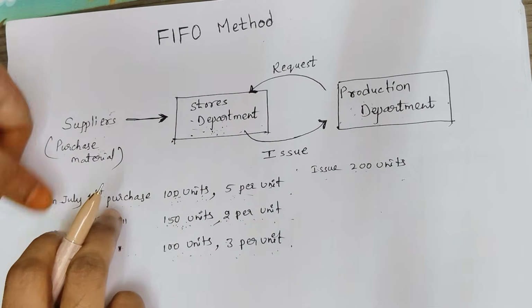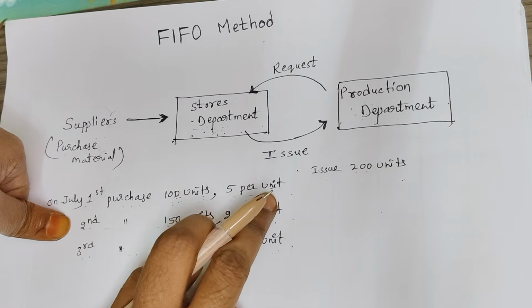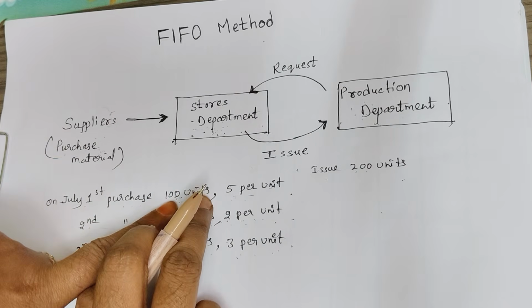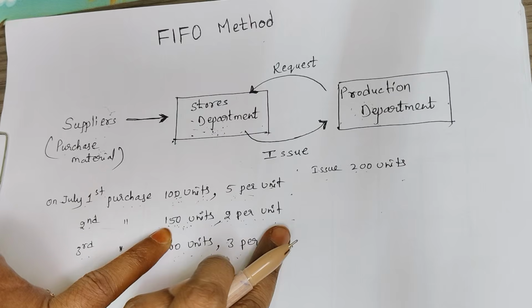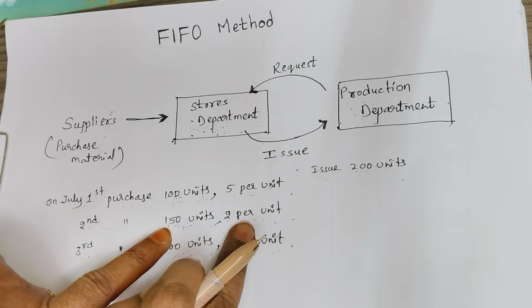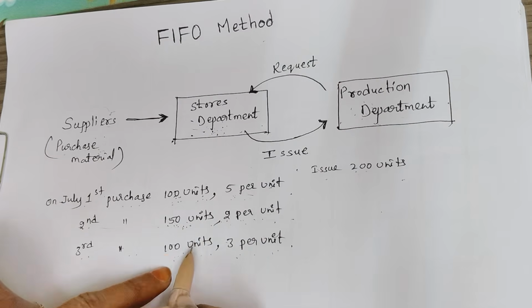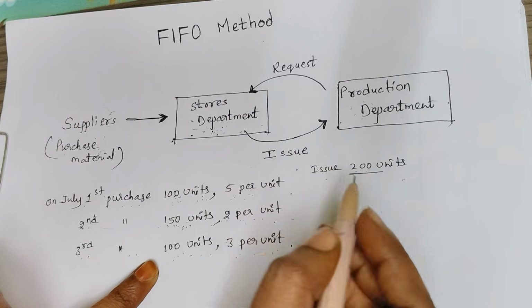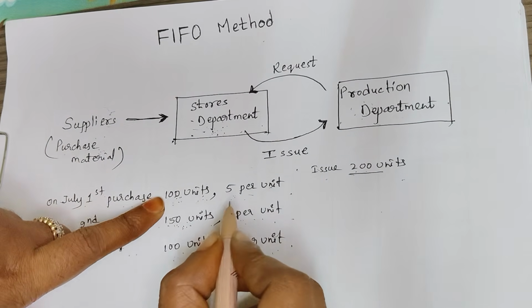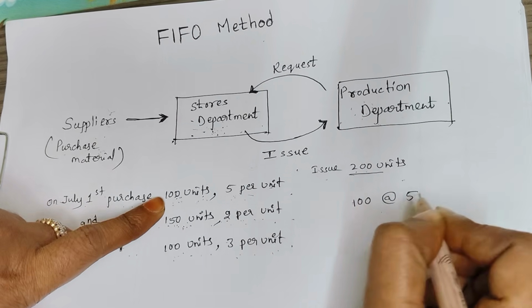So what came first into the store? 100 units at the rate of 5 per unit. First we need to issue these 100 units. Then the second purchase was 150 units at the rate of 2 per unit. Then we need to issue these 150 units. Then the third purchase, 100 units at 3 per unit. Next we need to issue these 100 units. Here we require 200 units to issue. So how do they issue? From the first lot you can take a total of 100 units. That means you need to issue 100 units at the rate of 5 per unit.